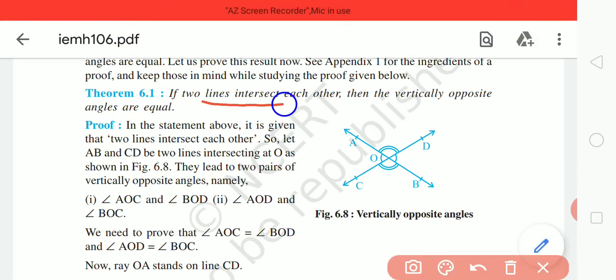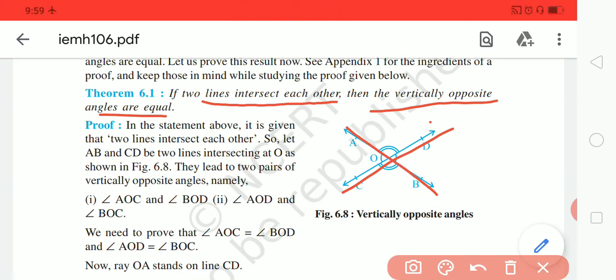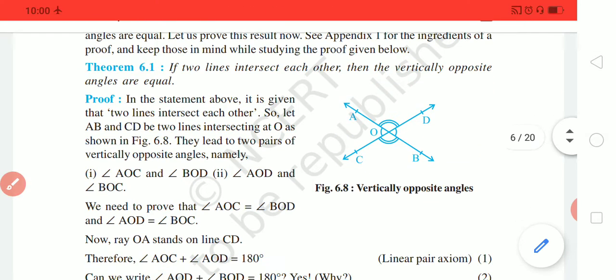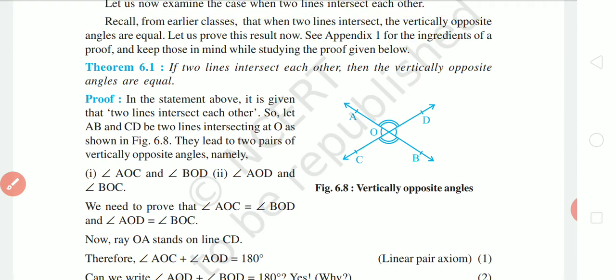If two lines intersect each other, then the vertically opposite angles are equal. We have to prove here, if these are intersecting lines, then angle 1 and 2 are equal, and 3 and 4 are equal. So let us start.